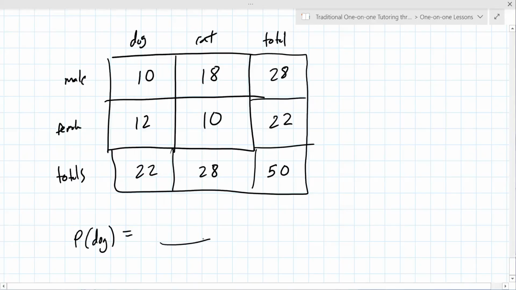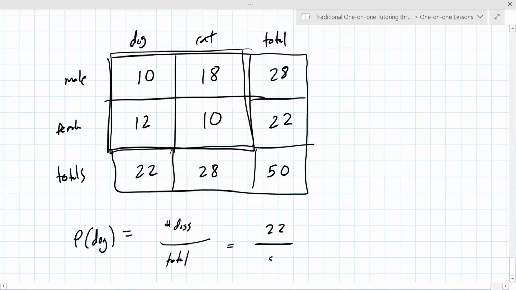So what is the probability of a dog according to this? Probability of dog. So it's the number of dogs over the total, the big total. What's the super total? Total of all the animals. Oh, 50. Yep, perfect.